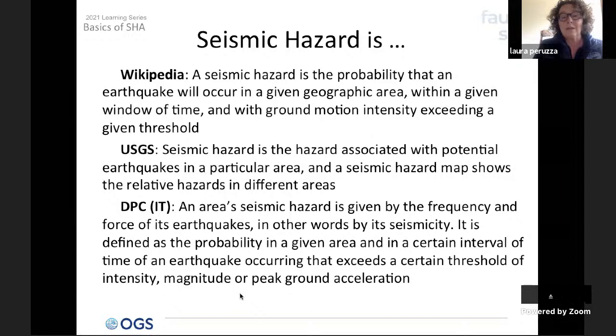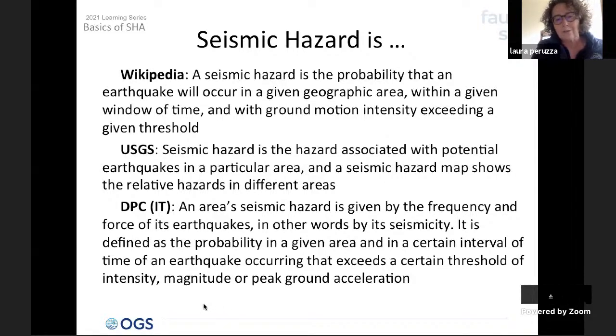The first definition, by Wikipedia, says that the seismic hazard is the probability that an earthquake will occur in a given area within a given window of time, with the ground motion intensity exceeding a given threshold. If you look at the sources of this definition, it is a Canadian source. At the moment I consulted Wikipedia, the original source was not available, but you can clearly reckon that this kind of definition is a sort of caption of the map we usually have around for representing seismic hazard.